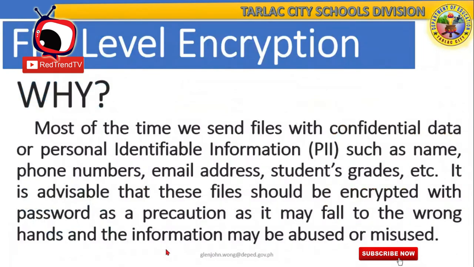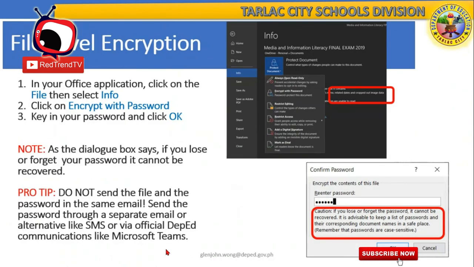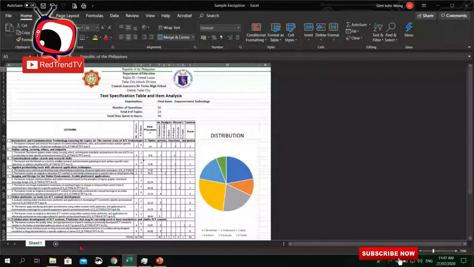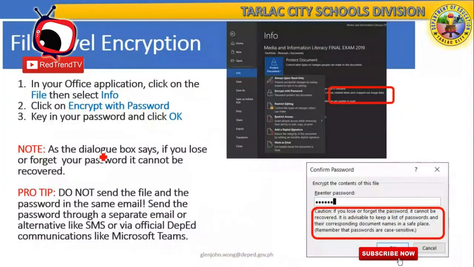Okay, so file level encryption. Why? Kasi bakit natin kailangan i-encrypt yung mga files natin? Very important po kasi ito para hindi basta-basta ma-open yung mga files, especially kung confidential po yan. So in here, sa Office 365, under file level encryption, pwede po natin i-encrypt yung Word document natin, yung mga Excel document natin, saka yung PowerPoint document natin.